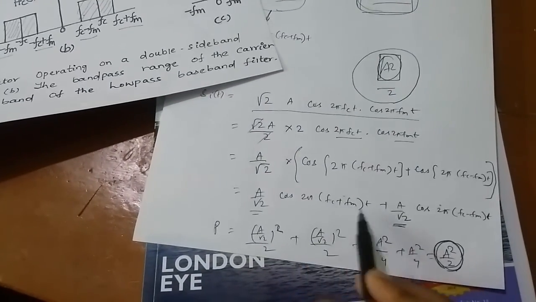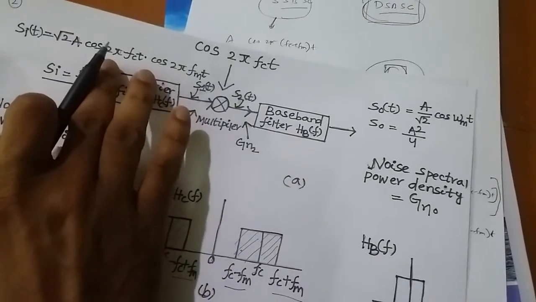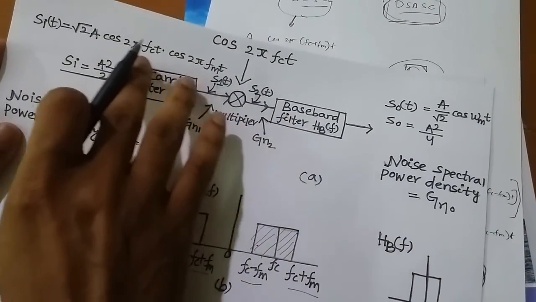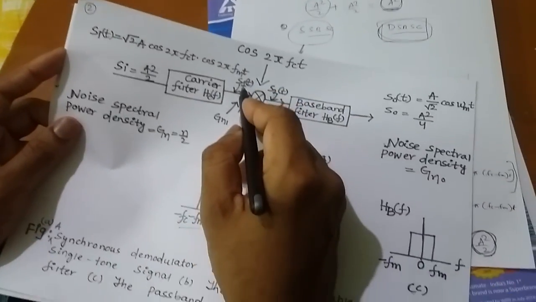so that it will allow these two frequency bands. One is 2 pi fc plus fm, another is 2 pi fc minus fm. So all the frequencies in a range of twice fm are passed by this carrier filter. That is called the S1 of t.